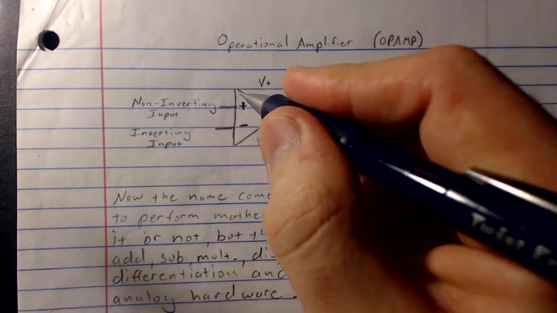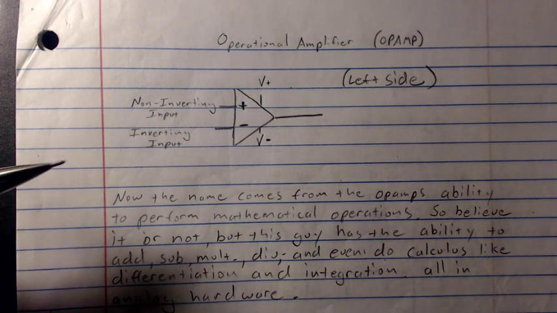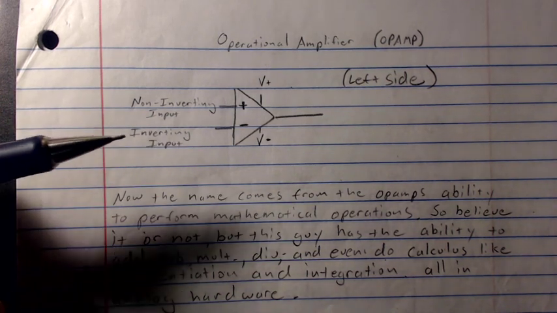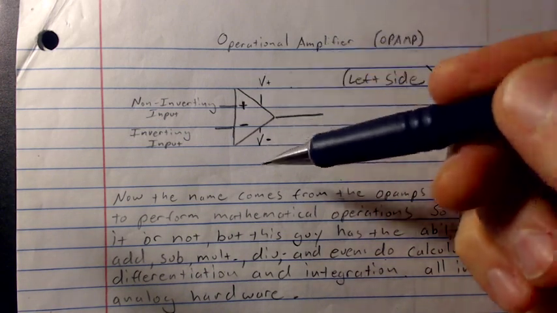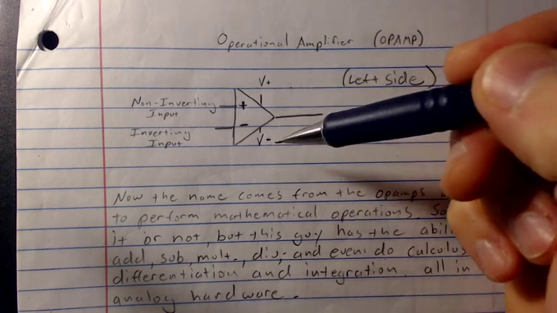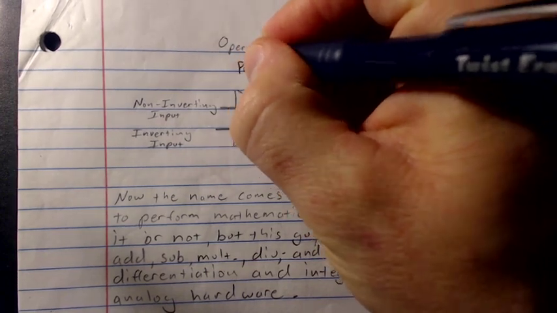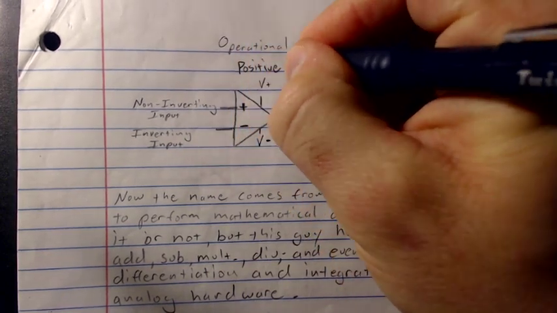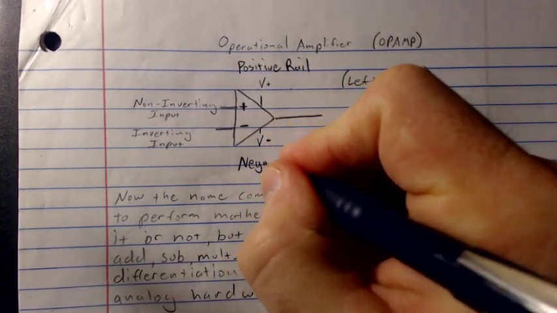We also need to power this device. Just like our common emitter amplifiers, our transistor circuits, they need a source of power for them to do anything at all. So we are going to be putting signals into this device as well as getting a signal out of the device, but we need to supply power. So that's why we have V+, V-. We actually call these rails. This is the positive rail, and down here is the negative rail.